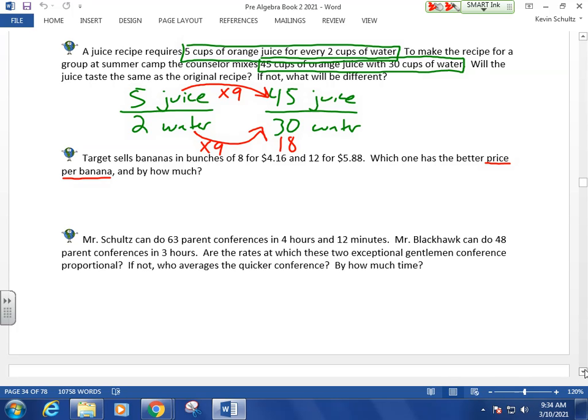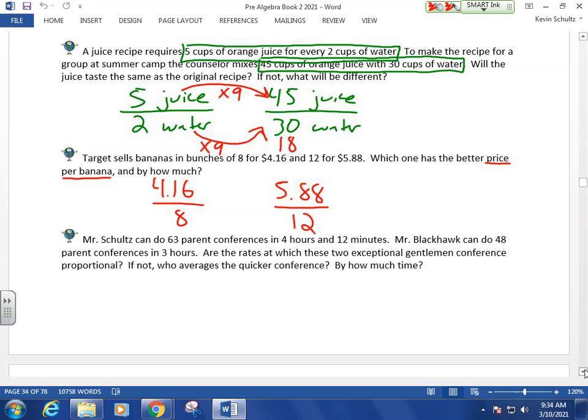And I'm going to give you a hint on how to set these up. You want to write these rates as $4.16 for 8 bananas and $5.88 for 12 bananas. When you have the phrase price per banana, it means you want to have your price as your numerator and the banana as the denominator. Okay, so you're finding the unit rate for each of those to see which has the better price per banana.